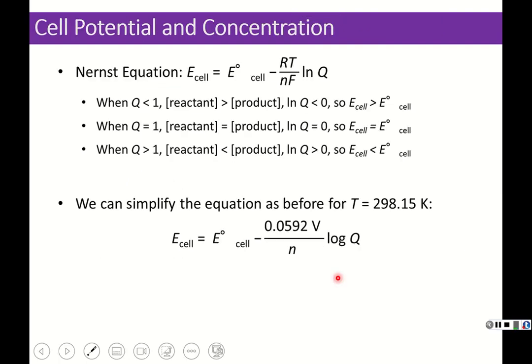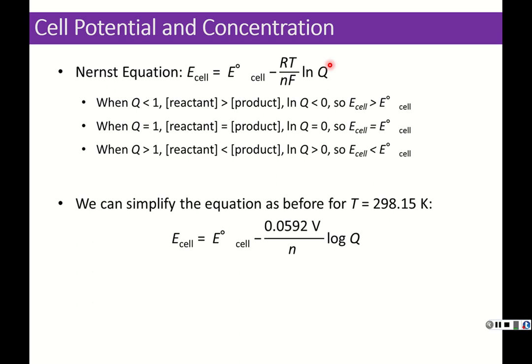The Nernst equation relates the standard cell potential to a cell potential at any given moment. And what changes? Well, the concentrations of your components in the cell might change. They might be something other than standard state conditions, which would be 1 molar concentrations for everything. So that's where we get this Nernst equation. Okay? And K becomes Q when it's not at equilibrium.